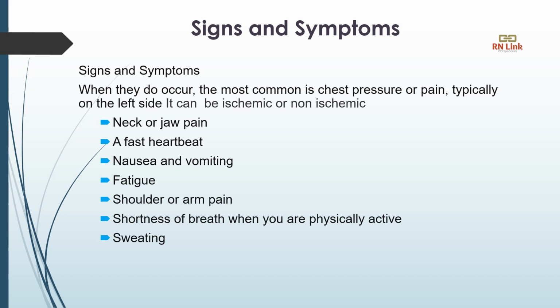Signs and symptoms. When they do occur, the most common is chest pressure or pain, typically on the left side. It can be ischemic or non-ischemic. Neck or jaw pain. A fast heartbeat. Nausea and vomiting. Fatigue. Shoulder or arm pain. Shortness of breath when you are physically active.